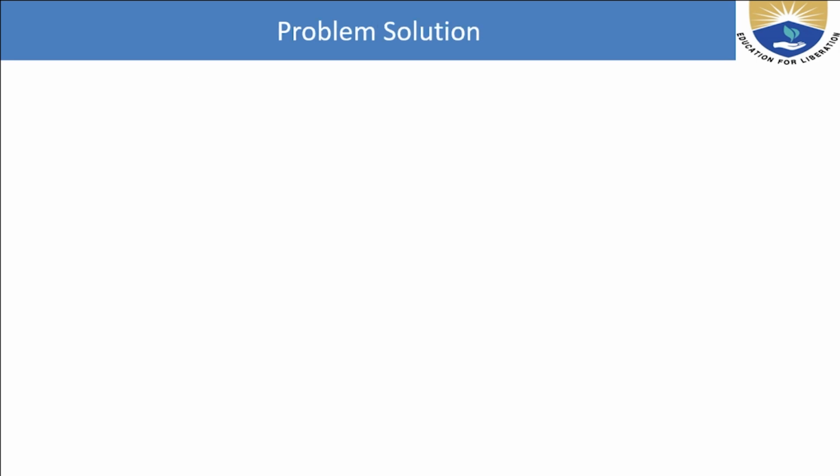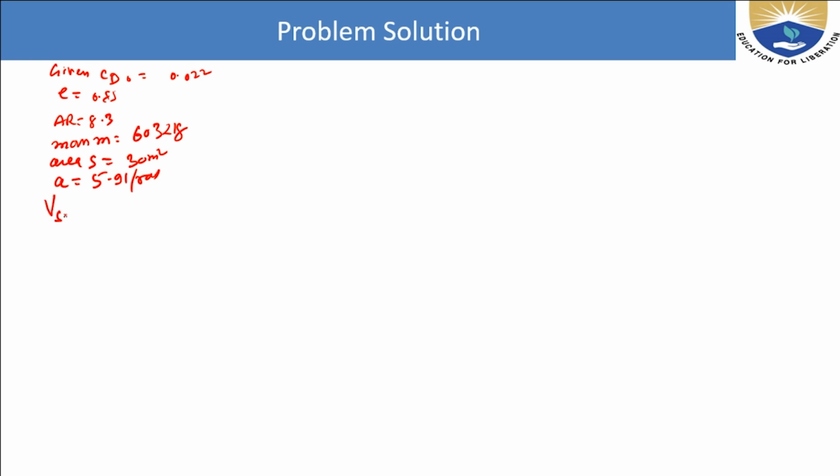So if you see here, the given parameters: we know that CD naught is equal to 0.022, e is equal to 0.85, aspect ratio is equal to 8.3, mass M is equal to 6032 kg, area S is equal to 30 meter square, a is equal to 5.91 per radian, stall velocity is equal to 82 knots, T maximum is equal to 22240 Newton. These are the given characteristics.